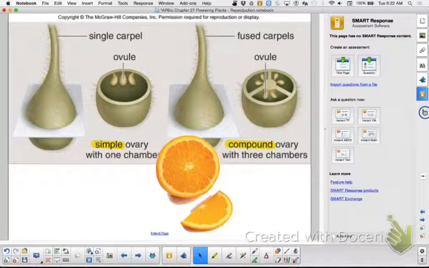It's like you're taking several of these bases and it's in sections. Those are the sections you pull apart when you eat an orange. Does that make sense to you? Each of those seeds is developing within an ovule inside each of those sections.